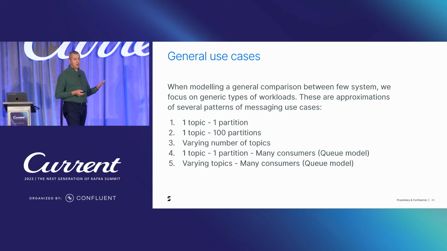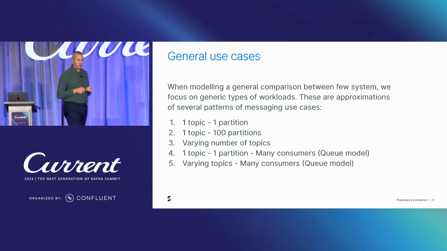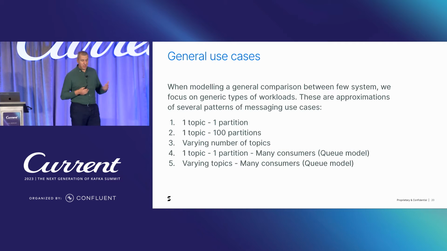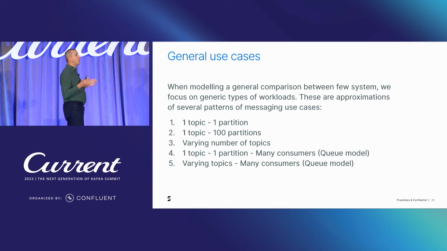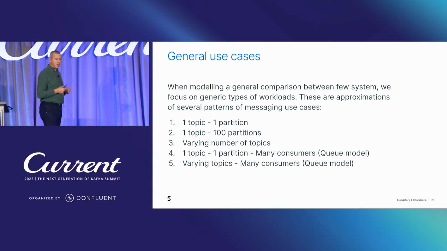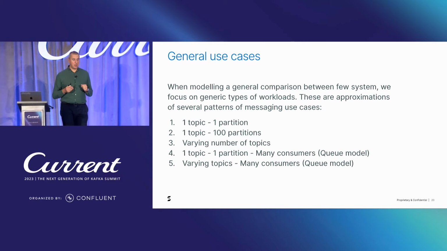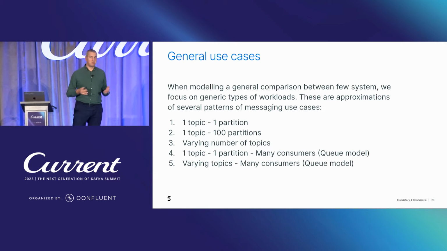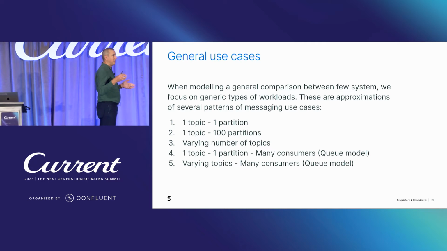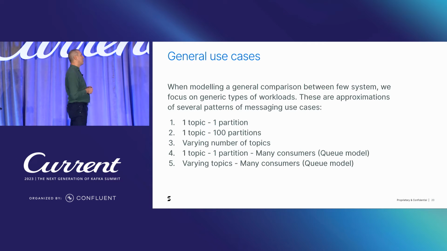And we also have a lot of general use cases. These are more like trying to get a general pattern of messaging use cases and abstract it a bit. For example, a typical use case is one topic, one partition. This is just to show what the upper bound for one partition is. It might not be a super concrete use case, but it gives a lot of insight on the behavior of systems, because if you need total ordering, that's your max throughput there.